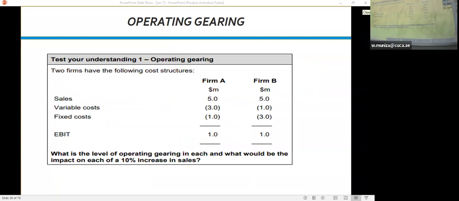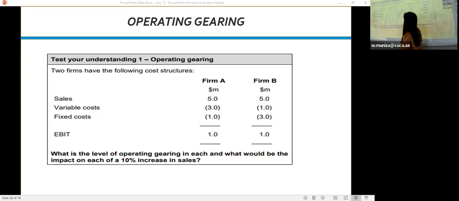Understanding one, operating gearing. What is the level of operating gearing in each, and what would be the impact on each of a 10% increase in sales? With the help of this given scenario, can we calculate the operating gearing? What is that? Fixed cost divided by variable cost. You can apply any of the formulas. So simply we can do it as fixed cost divided by variable cost.